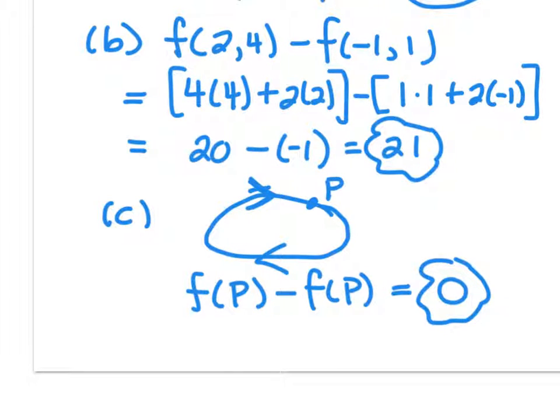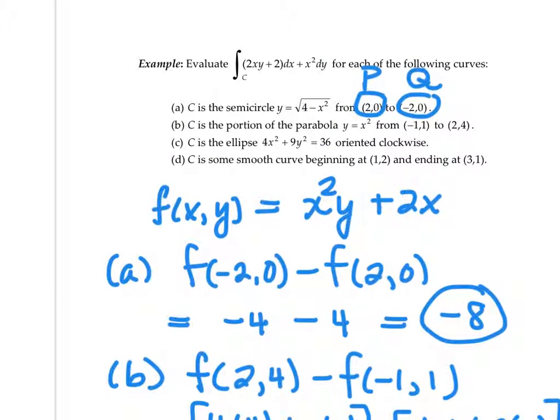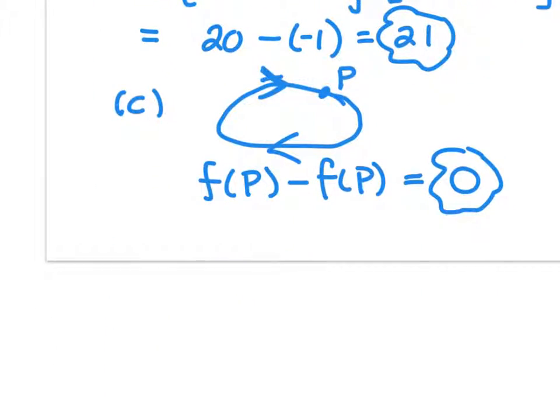Okay, so let's look at the last part. It says we're integrating over some smooth curve beginning at 1, 2, and ending at 3, 1. So it could be any curve.